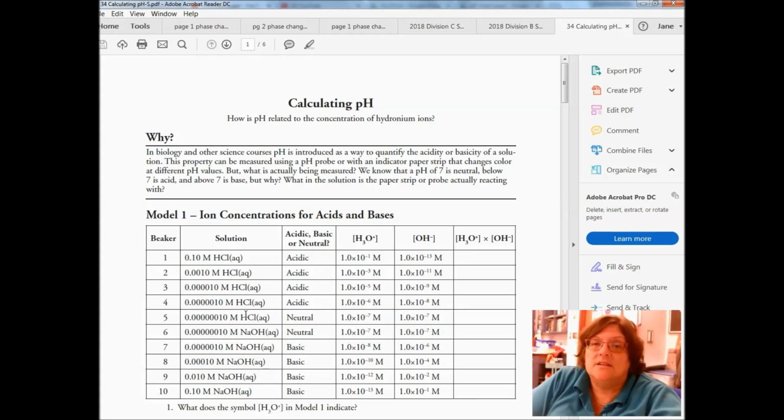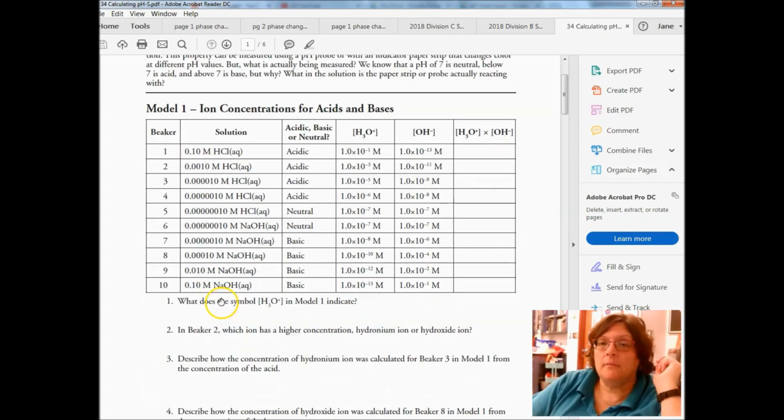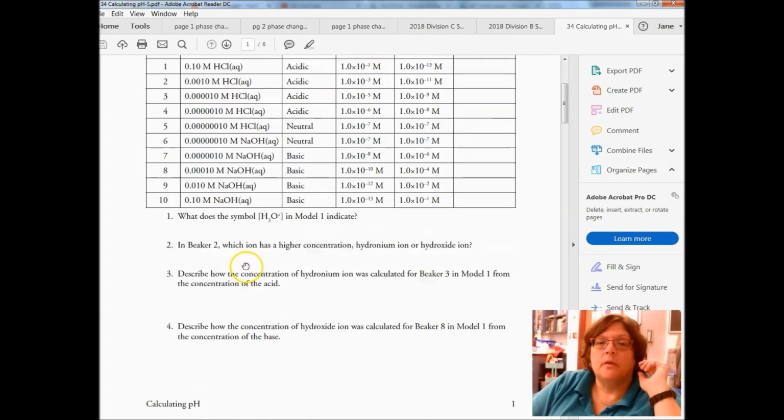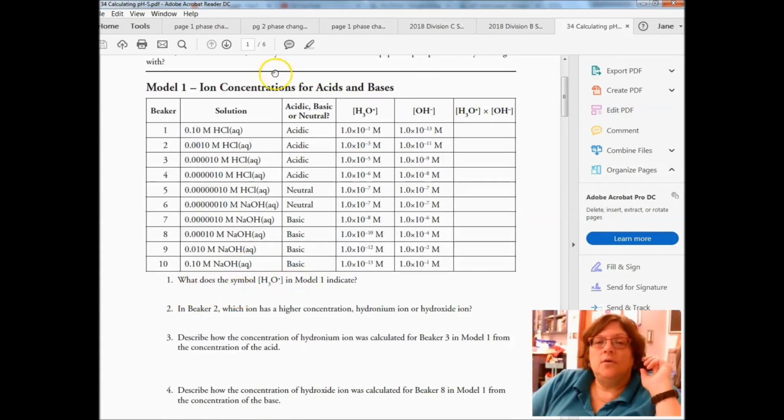This property can be measured using a pH probe or with an indicator. But what does it mean? Okay, what are we going to do? All right, if you look at this data table, you'll notice we have 10 beakers. Each one has a different molarity.